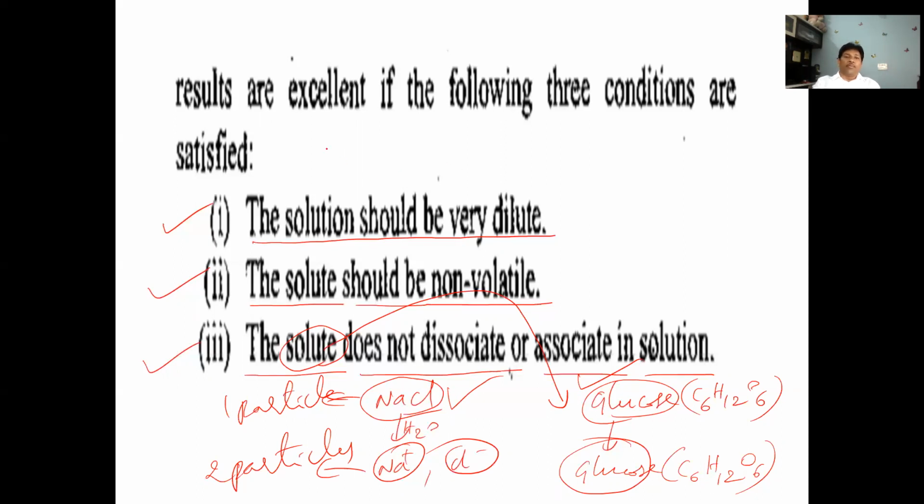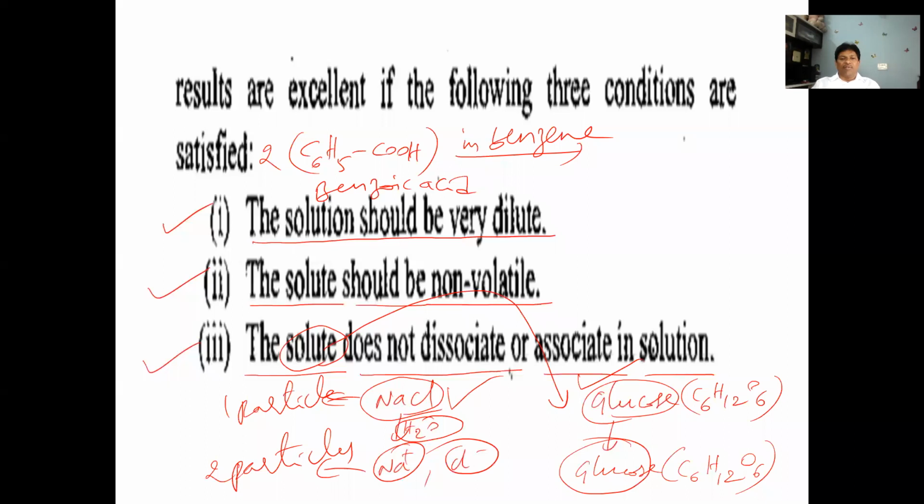Next, take one more compound, benzoic acid, C6H5COOH. Suppose we have taken two molecules of benzoic acid in benzene, where benzene is the solvent. With NaCl in water, the solute is dissociated into ions. Here, two molecules of benzoic acid in benzene solvent will undergo dimerization.